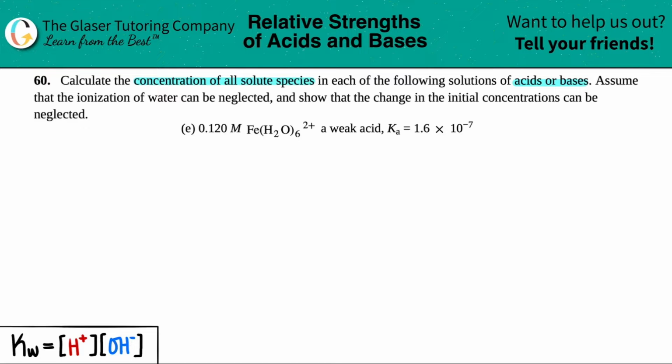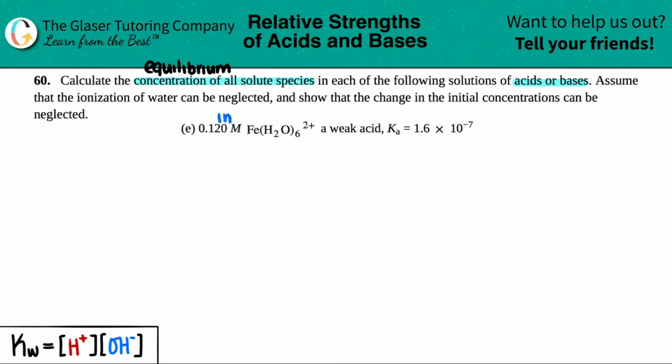So we have letter E, 0.120 molarity of FeH2O6 2+, which they told us was a weak acid, and they give us the Ka value, 1.6 times 10 to the negative 7th. Cool. Okay, so the first thing is that they want us to find all concentrations, and what they're saying is they want us to find the equilibrium concentrations, because we only started with initial concentrations, 0.120 molarity. Molarity is another word for concentration.